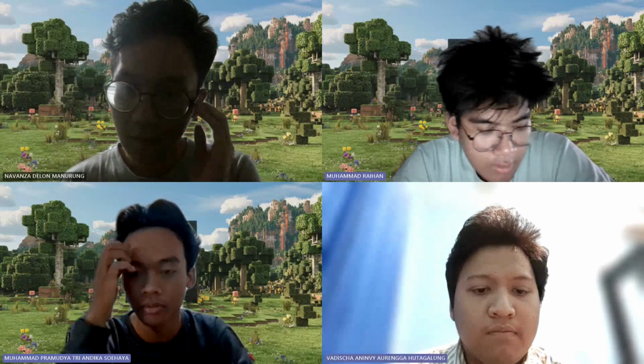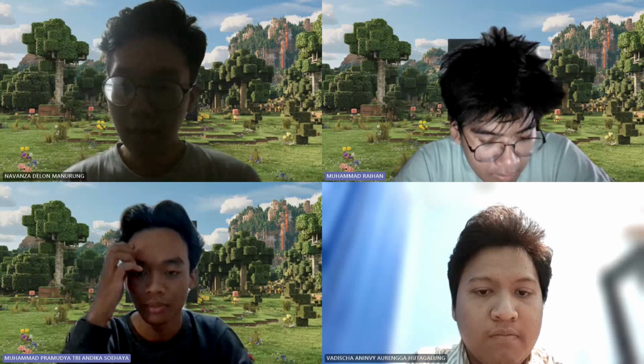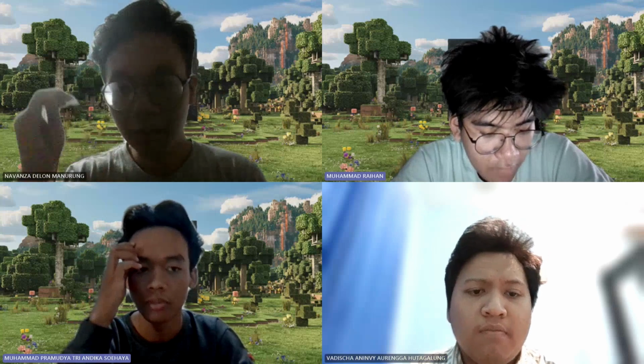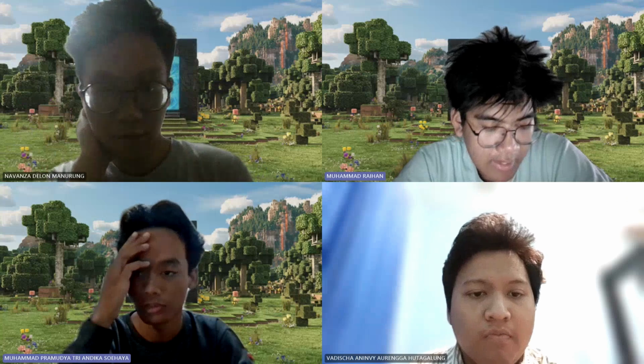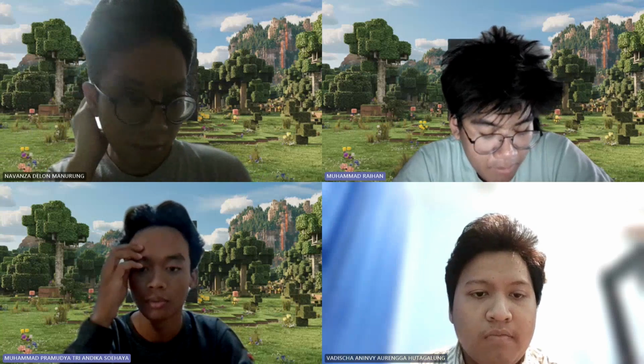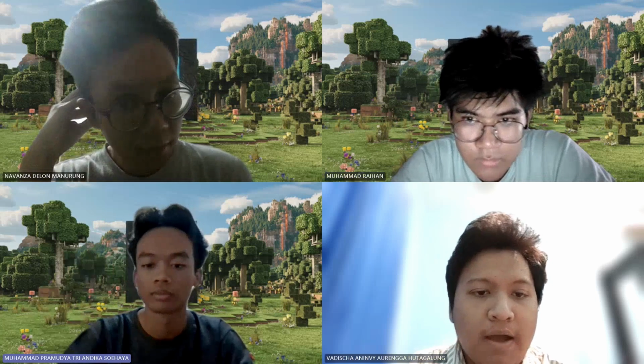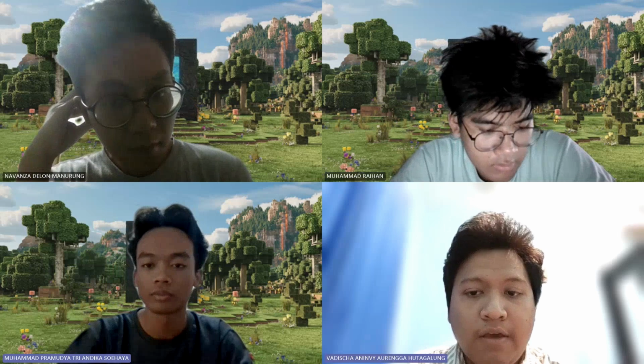The third one is, which access modifier provides the highest level of encapsulation? A. Public. B. Protected. C. Private. And D. Default. I think the answer is C. I think it's private.